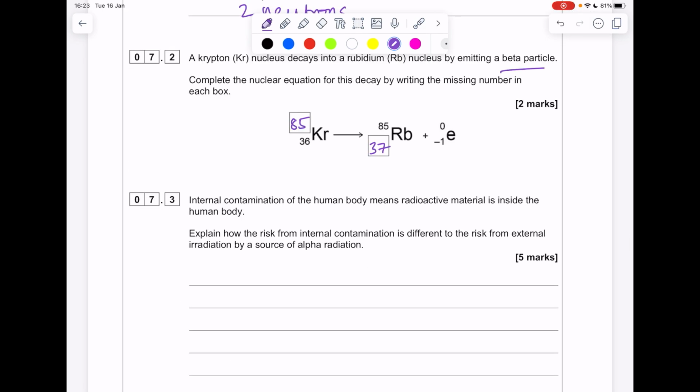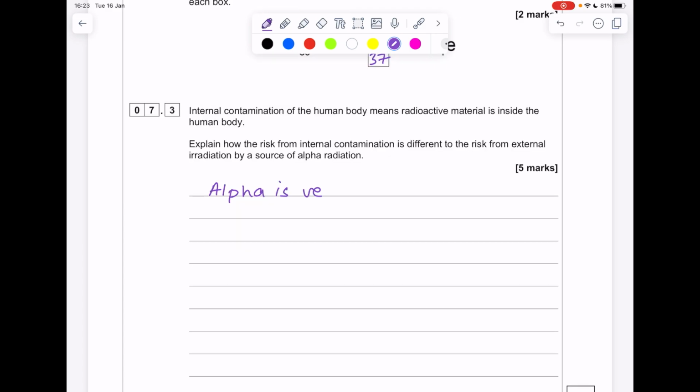Internal contamination of the human body means radioactive material is inside the human body. Explain how the risk from internal contamination is different to the risk from external irradiation by a source of alpha radiation. Right, alpha is a lot more dangerous inside the body because it's extremely ionizing, which means it causes cell mutation and cancer. It's a lot less dangerous outside of the body simply because it's not very penetrating and will be unable to penetrate through the skin. So alpha is very dangerous.